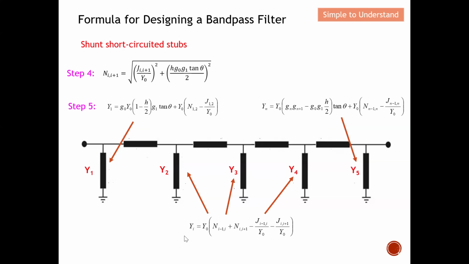Okay, so after you have calculated using this formula, you will be able to get all the admittances of the shunt short circuit stub. Okay, so with this, let's start the design.